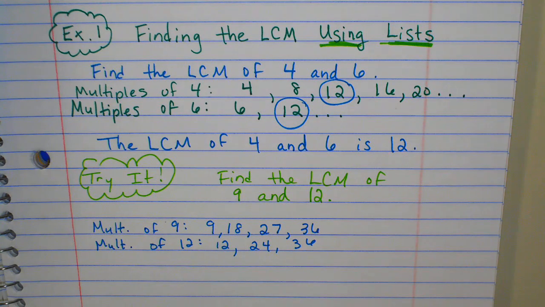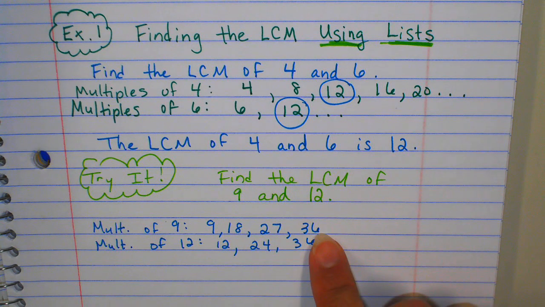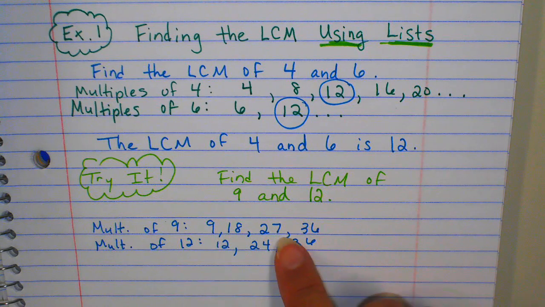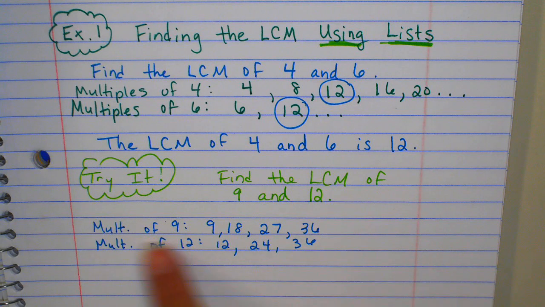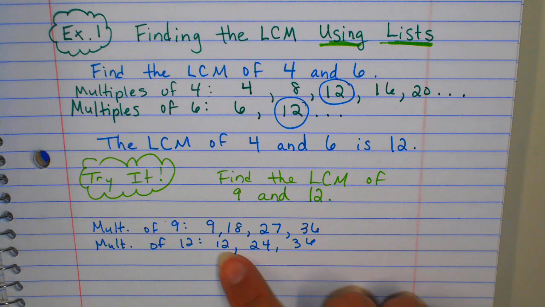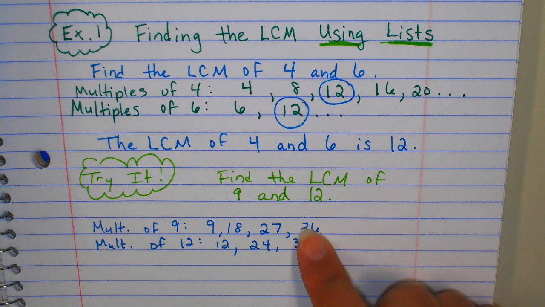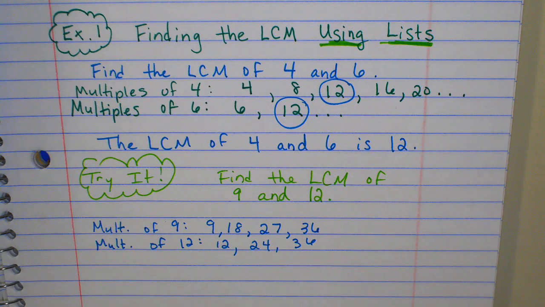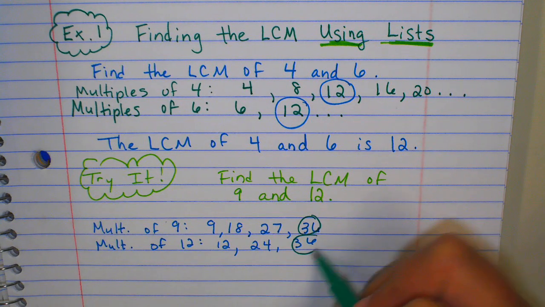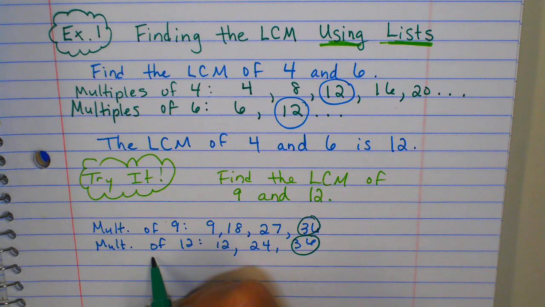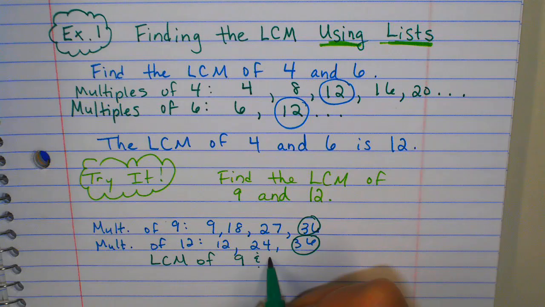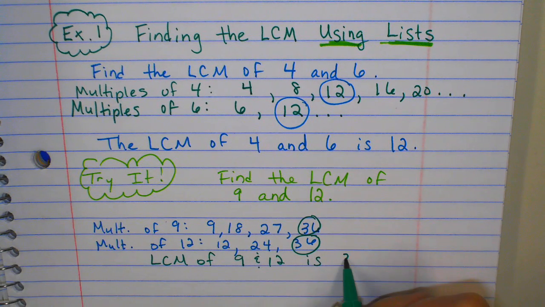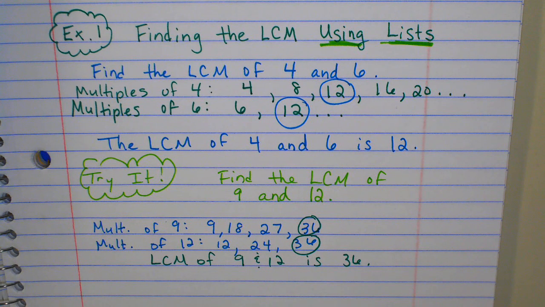I'm going to go ahead and show you where I'm at so far. I've listed the first few multiples of 9: 9, 18, 27, 36. Again, I'm skip counting my 9s here. Then multiples of 12: 12, 24, 36. I'm going to stop right there because I can see that I've got a 36 on this list and a 36 on this list. So the LCM of 9 and 12 is 36. That means that's the first number that 9 and 12 have in common.